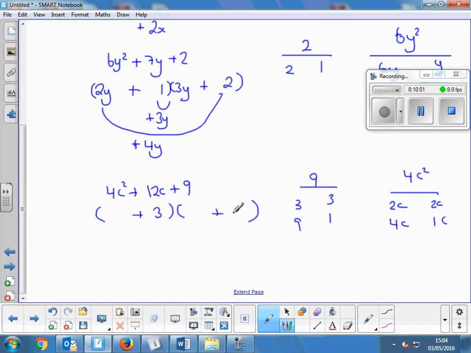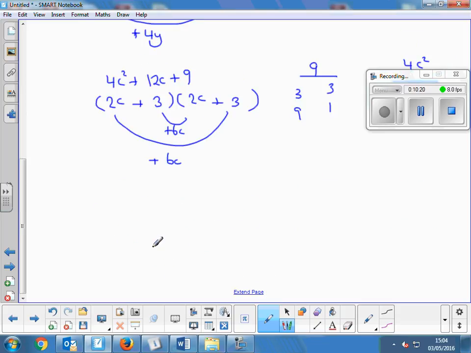So if I put in my 3 and my 3, and I put in my 2c and my 2c, if I check my outsides, that'll give me 6c, and this will give me 6c on the insides, and that gives me 12c. Alright, one last one, and I'll do it with some negatives, in case you're wondering about the negatives.